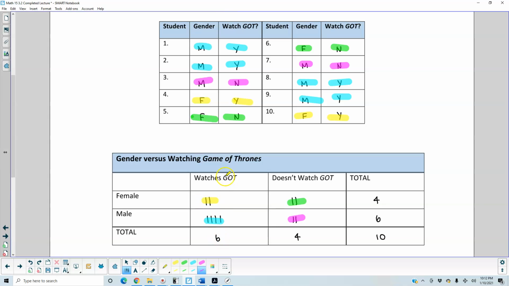Now we can also total how many watched Game of Thrones. That includes female and male. So when we add that column, we get 2 and then 4, which gives us 6. And then doesn't watch Game of Thrones, we got 2 plus 2, which is 4. So this is considered a two-way table.